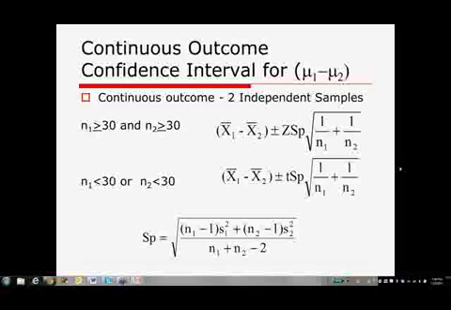Is this the paired t-test? No. We'll get to paired in a minute. This is what's called the two independent sample tests. We have two physically separate groups. When do you use the standard error? So everything here to the right of the Z or T is called the standard error. And you use a standard error versus a standard deviation.